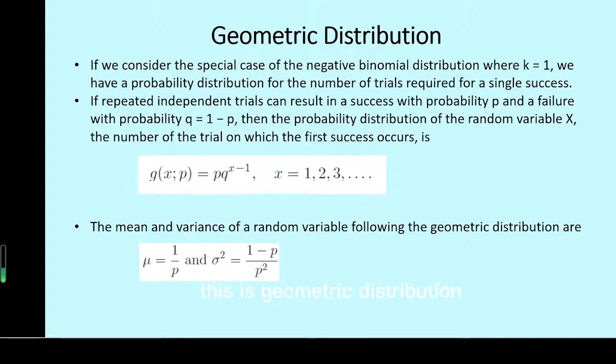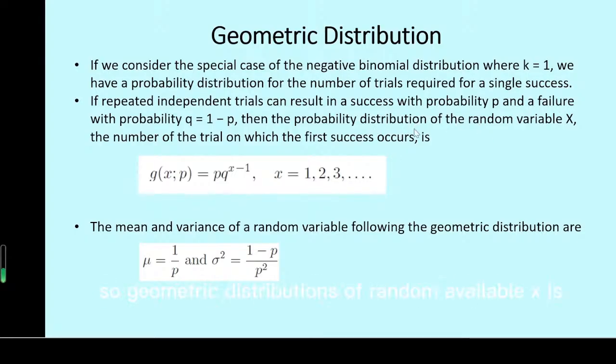This is the geometric distribution. If repeated independent trials can result in a success with probability p and a failure with probability q, which is 1 minus p, then the probability distribution of the random variable X, the number of the trial on which the first success occurs, is the geometric distribution: g(x; p) = p q^(x-1).